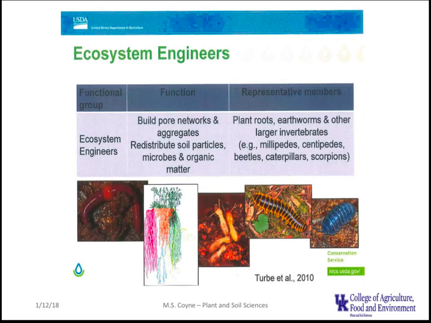Ecosystem engineers, you can see these guys. You can pick them up out of the soil. You can extract them. These are the earthworms, the millipedes, the centipedes, the beetles, caterpillars, scorpions. They build big pores in the soil environment. They redistribute soil particles. They mix organic matter in the soil environment. Charles Darwin said they're like the best plow you ever had. They're moving tons of soil from the soil surface, subsurface, all the way up onto the surface of the soil.